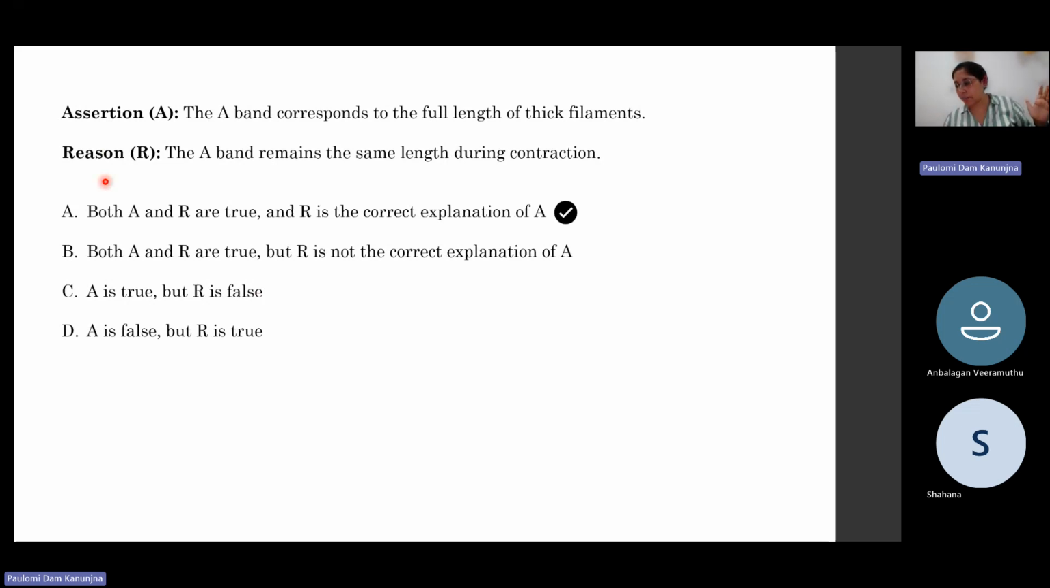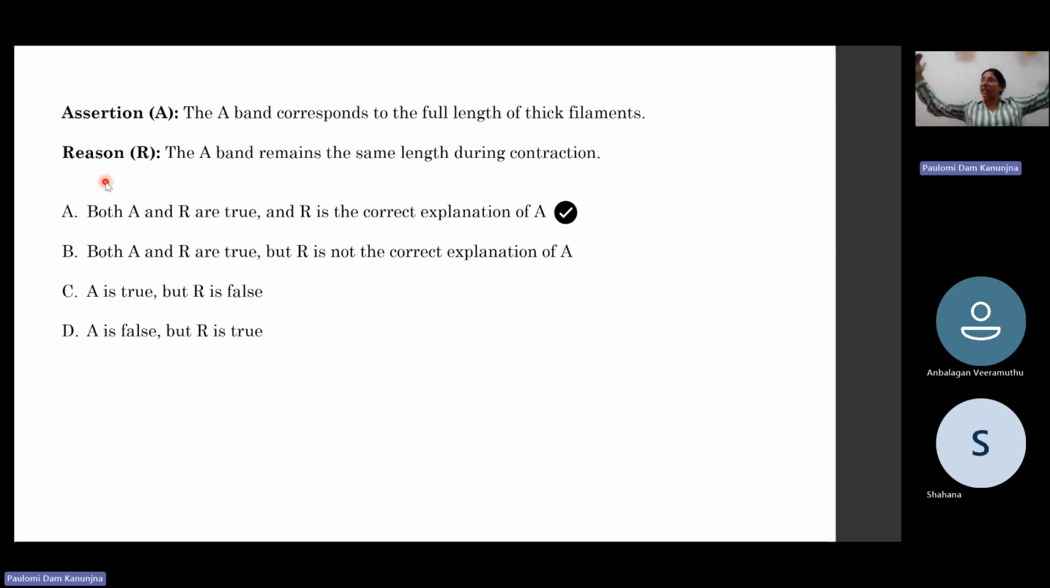If you want to say that the A band is shortening, it means your myosin filament is shortening. That is not what is happening. You don't have shortening of the filament length. It is not that during contraction your myosin suddenly will become smaller. Your myosin will still stay myosin. So your A band actually remains intact.